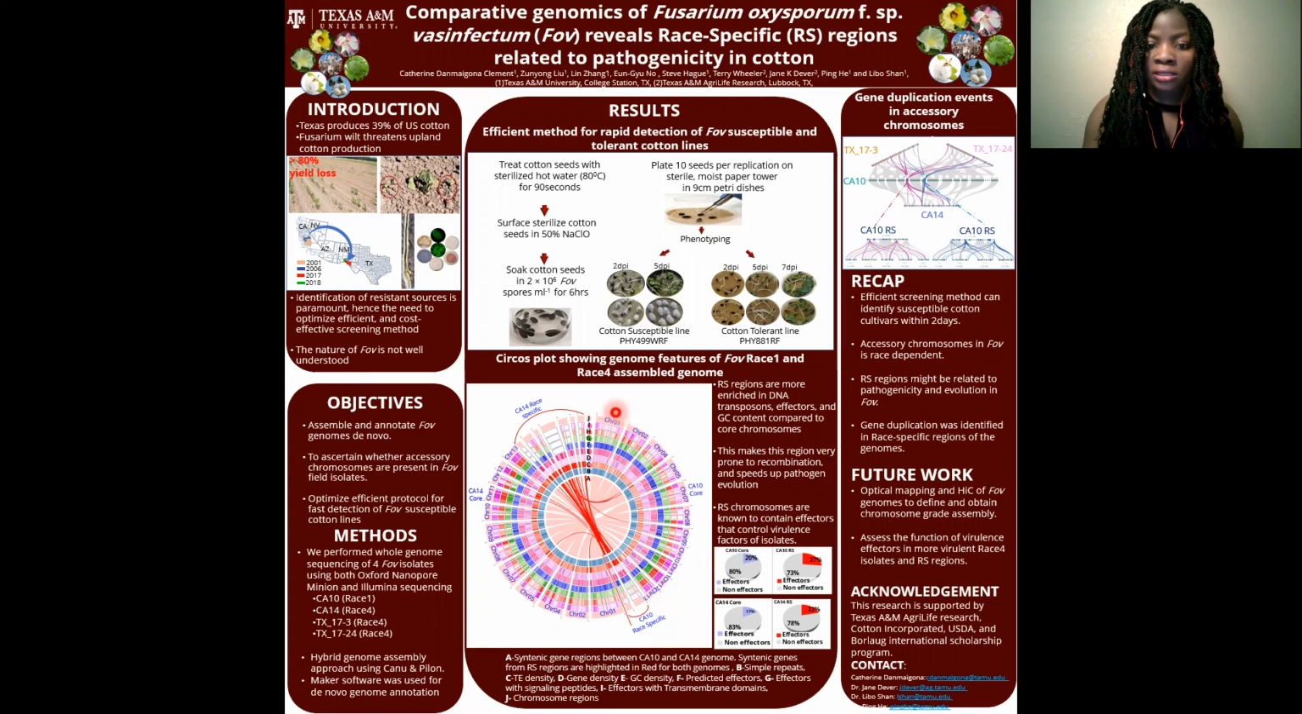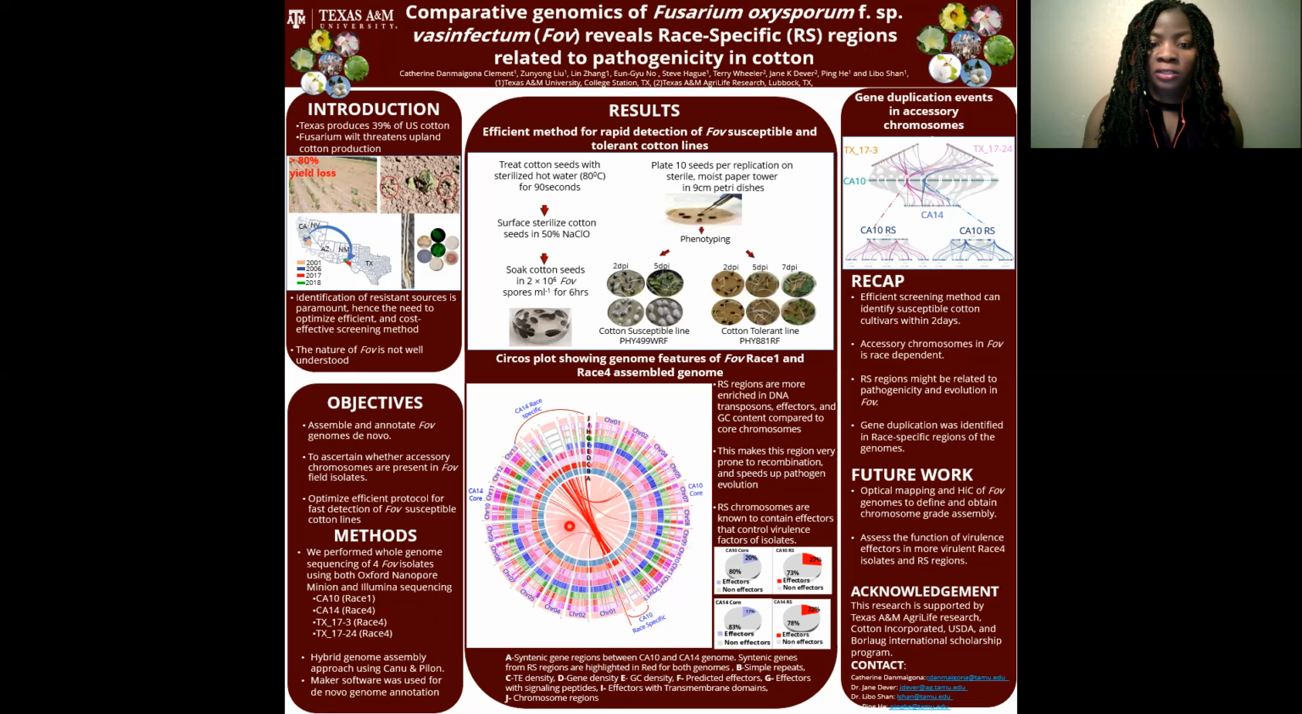As you can see, this is a Circos plot showing 2 genomes. This is the race 1 genome, which is much smaller than the race 4. And you can see the accessory or the race-specific region of race 4 is much bigger than the accessory or race-specific region of race 1.